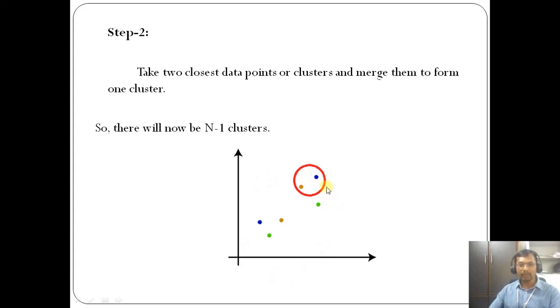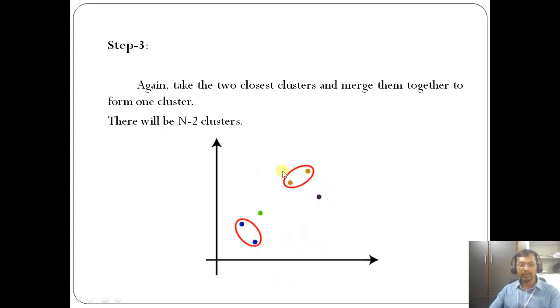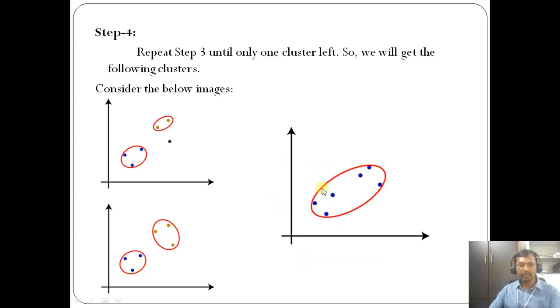In the next step, it identifies another two closest clusters and merges them together to form a cluster. So the number of clusters is reduced to n-2 here. The same process is repeated until one big cluster is formed. Here, if you observe, the number of clusters is reduced to n-3, then n-4, and then n-5. Finally, we get one big cluster as a result.